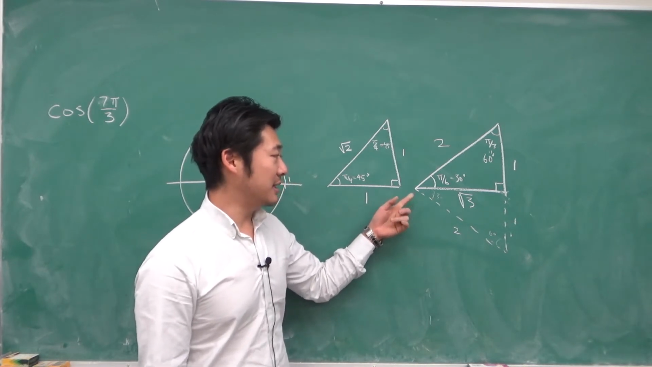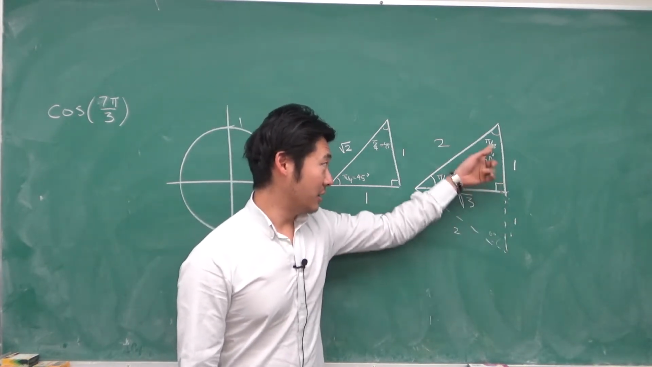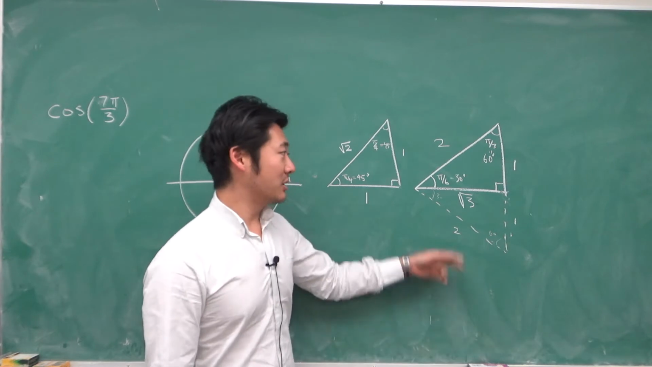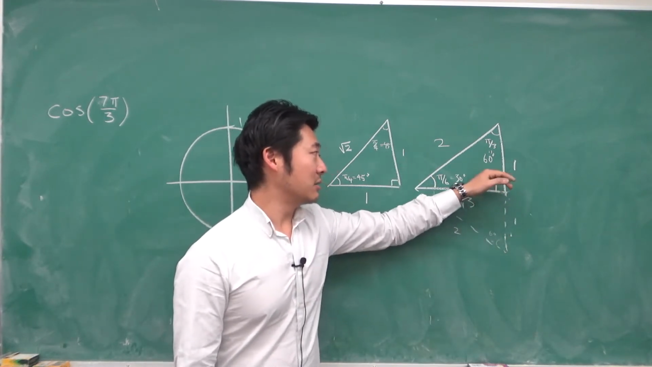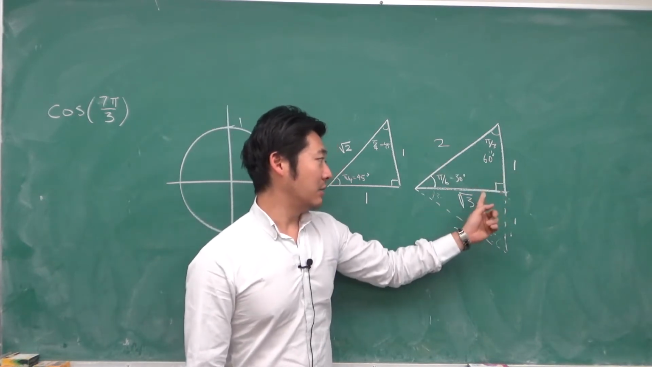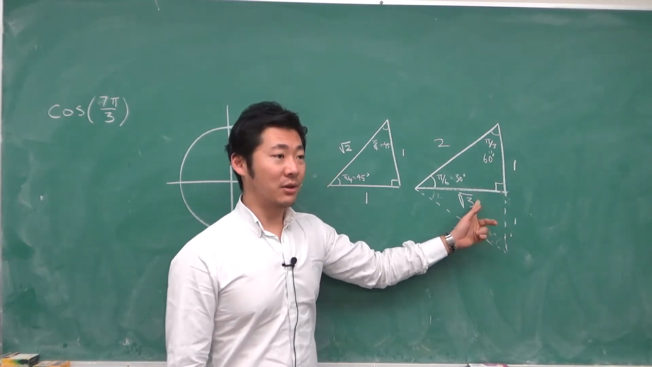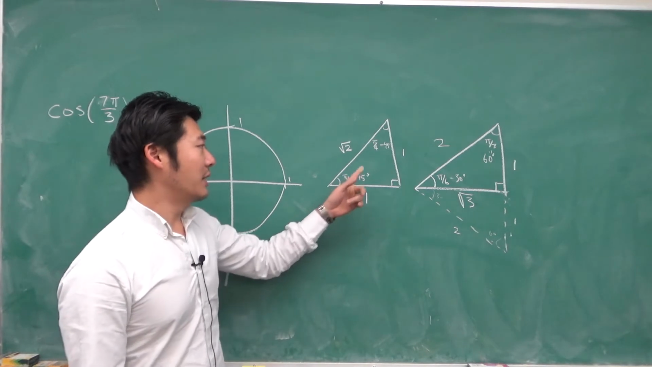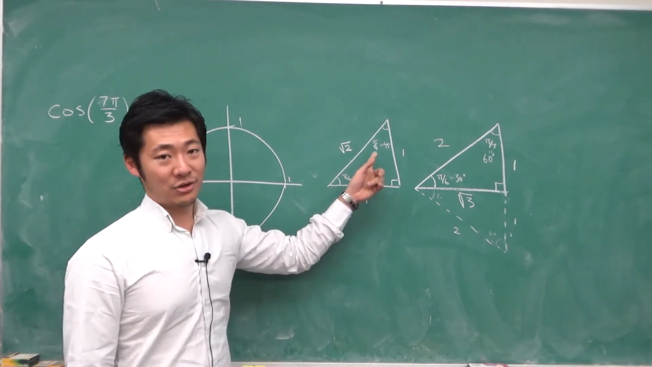So if it's a 30, 60, 90, we can reflect the triangle and create an equilateral triangle. So all sides are the same. So this will be half of this side. And then if we know two sides, we can figure out the third side using the Pythagorean theorem. And for this right triangle, you just use the Pythagorean theorem.